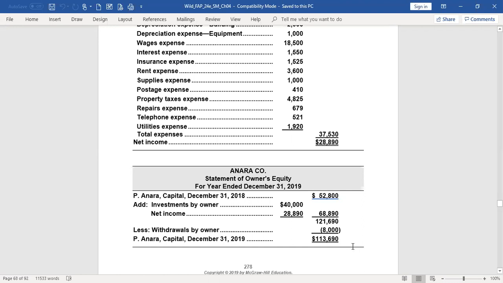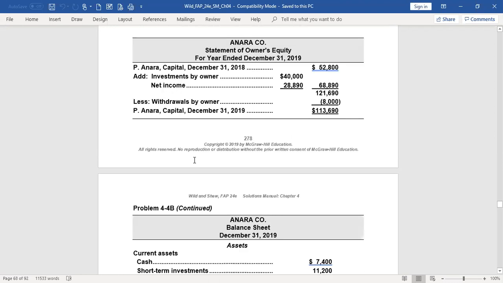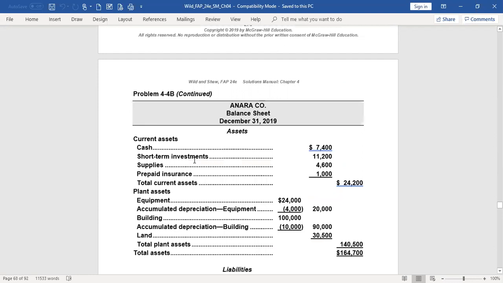Now let's do our balance sheet. And we're going to do a classified balance sheet. And you see, it's in this report form, the one I was talking about at the end of our lecture. It is classified. No matter if you use account form or report form, your balance sheet is always classified. And the date is December 31st, 2019.